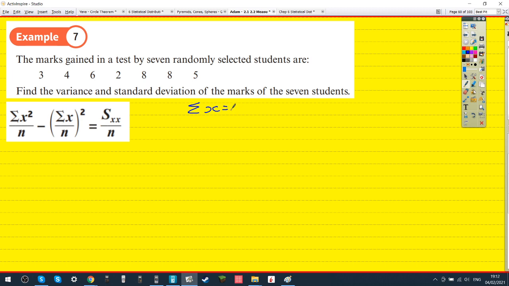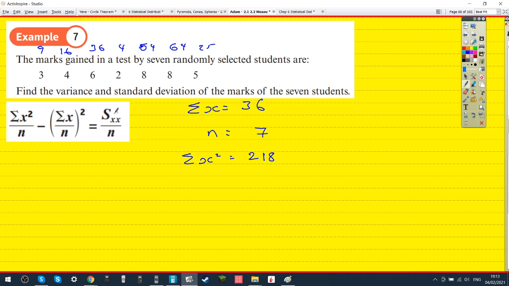I think it's 36. What is n? Number of numbers? 7. And they want the sum of all the squares. So you'd square each number and add them up. You can use the calculator. I got 218 on the top.